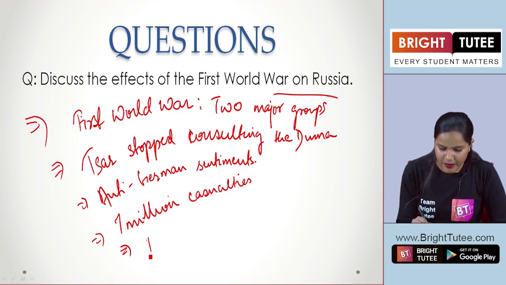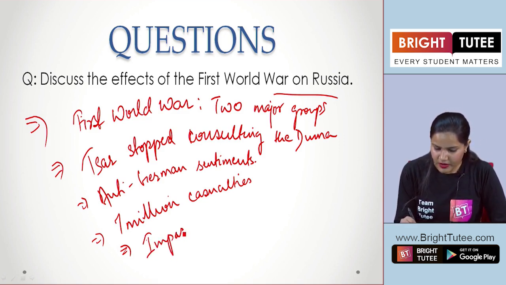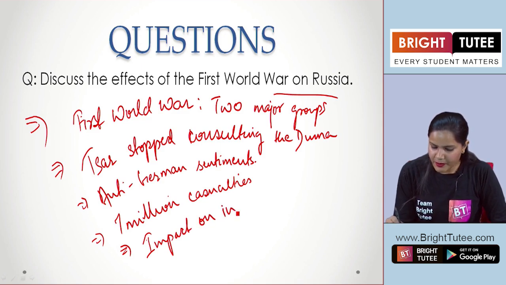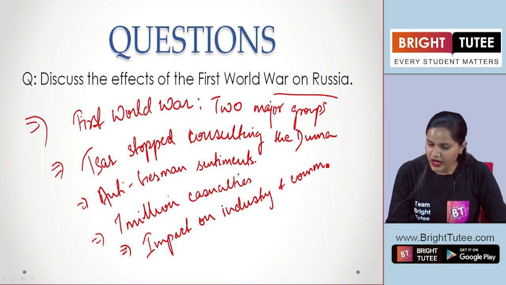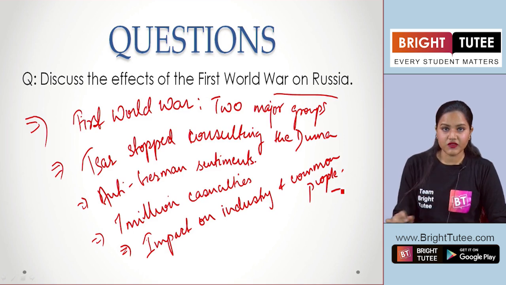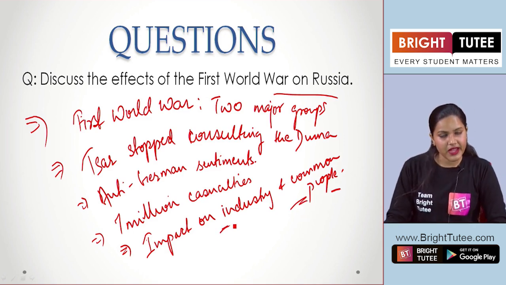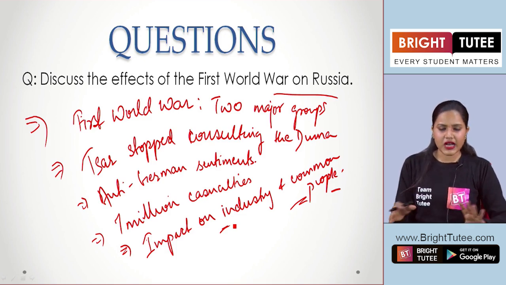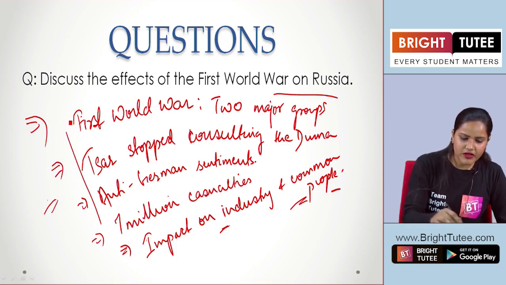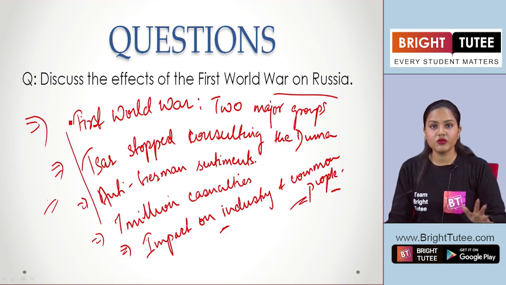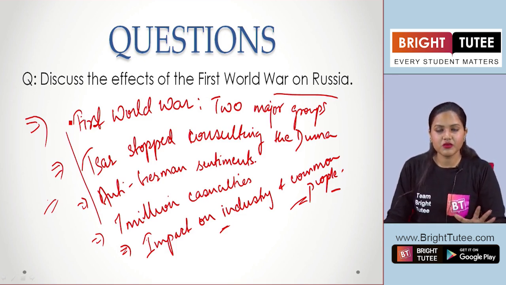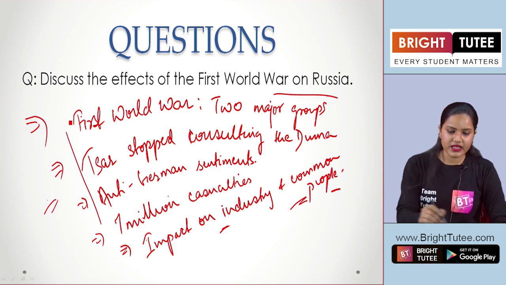Talk about the impact here, the effects that we have to talk about: impact on industry and the common people. So again, what you have talked about in the first part, the first question that we discussed, mention all these points here as well, right? So you will have a common answer here, but you can also give a basic background of the First World War, how Russia participated in the war, to make a complete answer in this question.